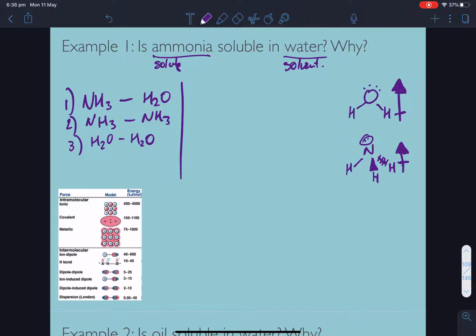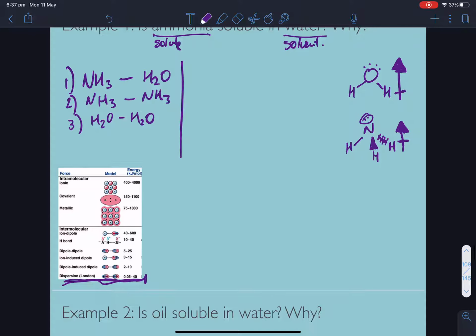So in the first instance, we're talking about a molecule of ammonia. How is it attracted to a molecule of water? And we've got our intermolecular forces down here as a little guide. I put them there. We can cross out the intramolecular. Why did I put those in there? Okay, let's work our way through them, not in any particular order.